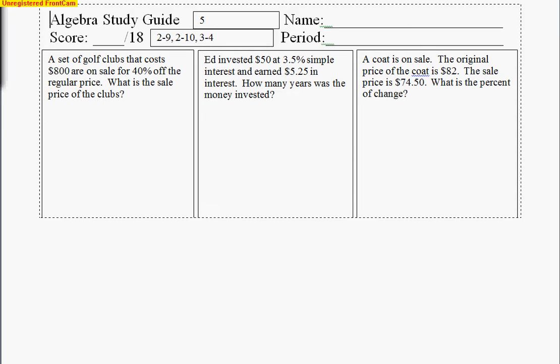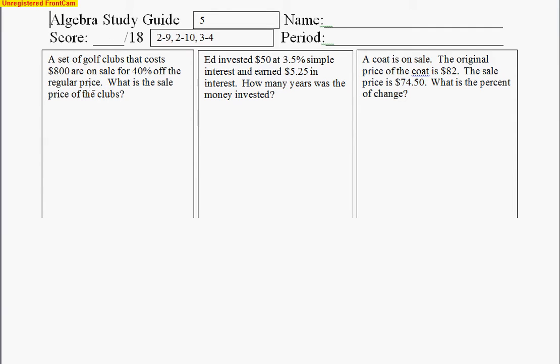These are the solutions for the study guide for Algebra Quiz 5. So let's take a look at the first problem that you'll end up seeing. It says a set of golf clubs that cost $800 are on sale for 40% off the regular price. What is the sale price?